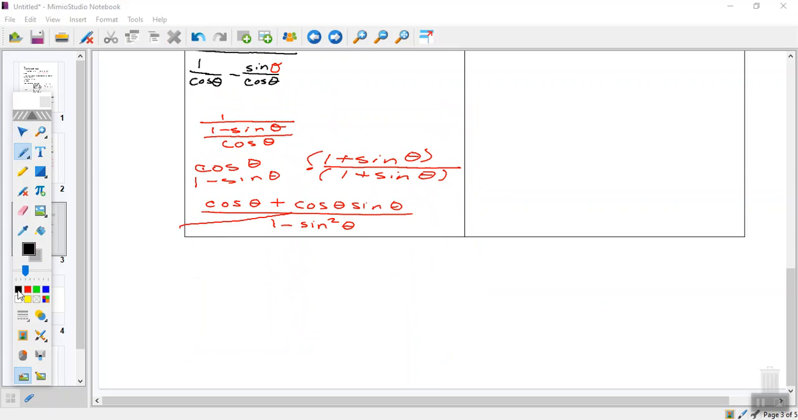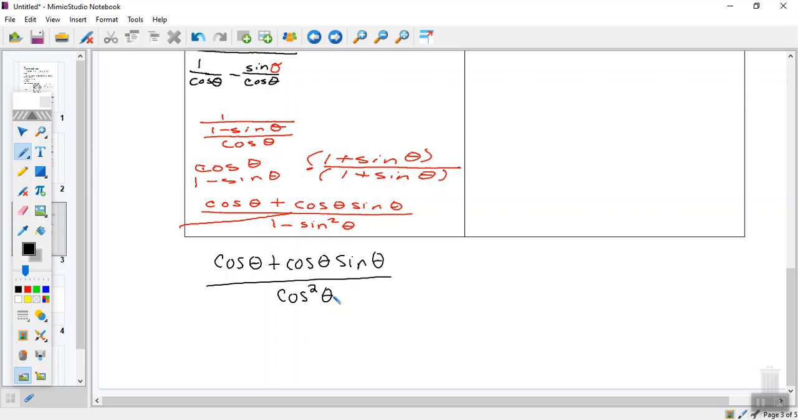So here's where things get kind of interesting. This becomes cosine of theta plus cosine of theta sine theta over cosine squared theta. Now watch what I do here. Can't this cosine take that one out and this one out up here? I could go back to what we were at up here, where we had cosine times 1 plus sine theta. This cosine would go away, and you would have one cosine.